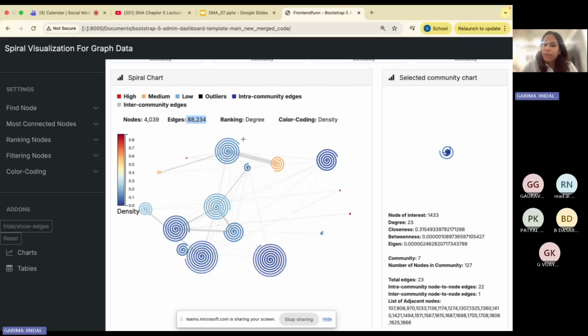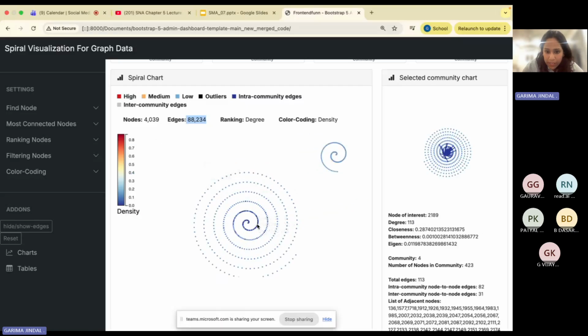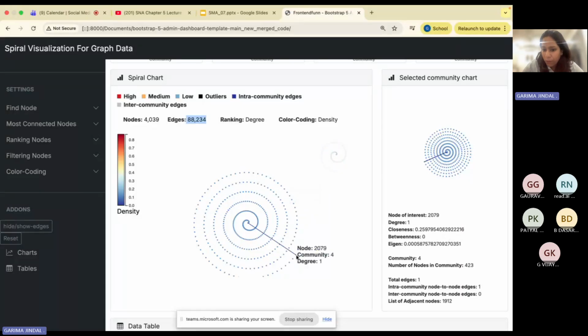Then we have nodes in the network. What I have done is order the nodes based on centrality, and place the nodes starting from the center of the spiral, such that the centermost node is the most important node, followed by less important nodes. If you hover on a particular node, you can see that here a node has a degree of 110. But if I move towards the periphery, the degree of a particular node is 8. And if I move even further towards the periphery, the degree of the node is 1.